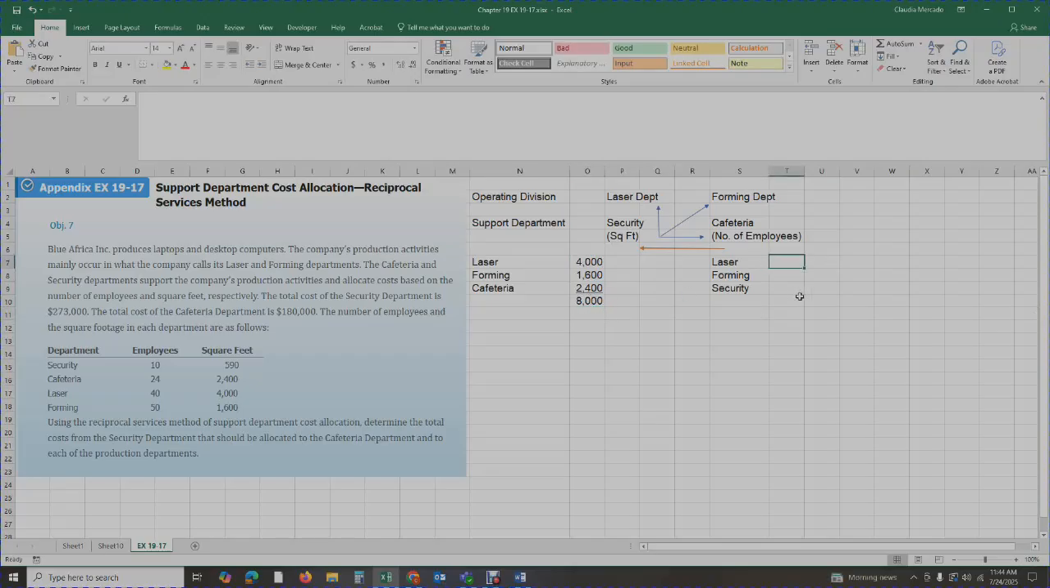Now let's look at the cafeteria. Okay, the cafeteria is going to get distributed based on the number of employees. How many employees do we have in the laser? In the laser, we've got 40 employees. In the forming, we've got 50 employees. And in the security, we've got 10 employees.